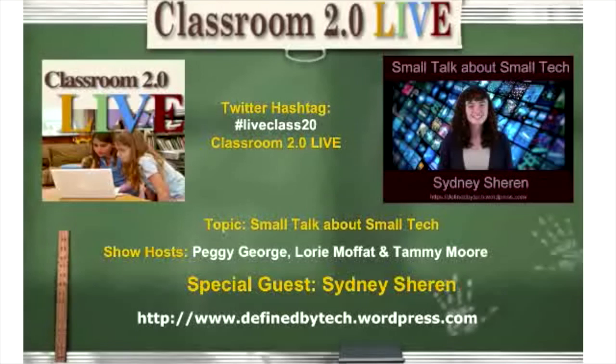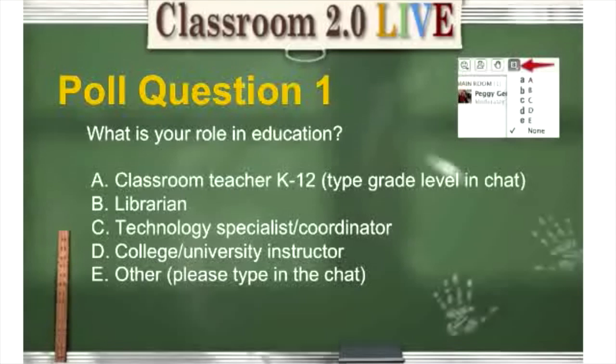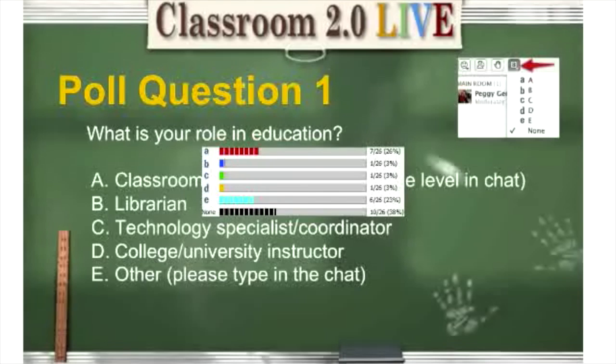And I think I'm turning the mic over to Peggy to introduce Sydney today after I do the poll questions. First poll question is, what is your role in education? A, classroom teacher K-12, and then type your grade level in chat. B, librarian. C, technology specialist coordinator. D, college university instructor. Or E, other. And you vote with that letter up near your name near the top. And if you do vote E, type in the chat. I'll give you a chance to vote and then publish this to the whiteboard.